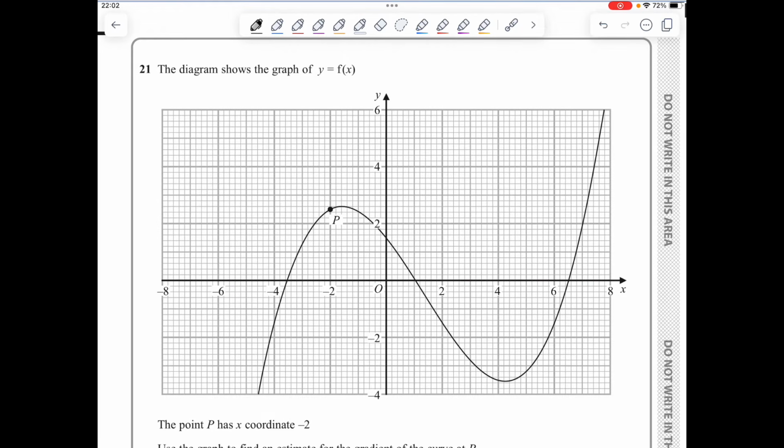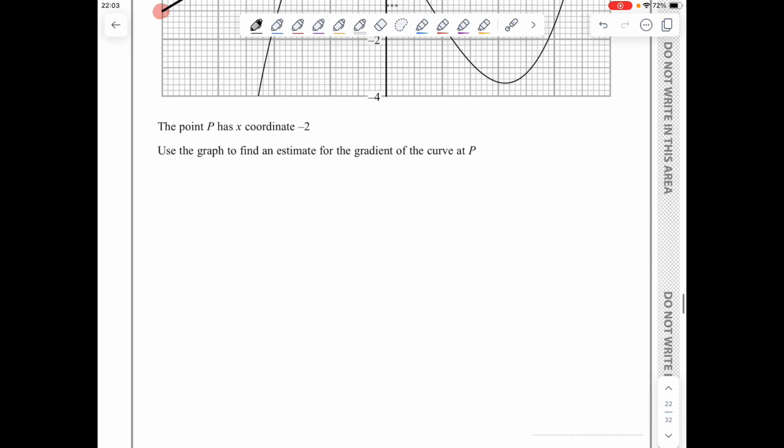For question 21, I will need to draw the tangent to the curve at point P. This is a straight line that just touches here, so it's going to be something like that. And then I'll need to find the gradient of this line. I'll need to take 2 points on this line. Now I'll take these 2 points. Let's write the coordinates down. So I've got -8, -1, and 4, 6.